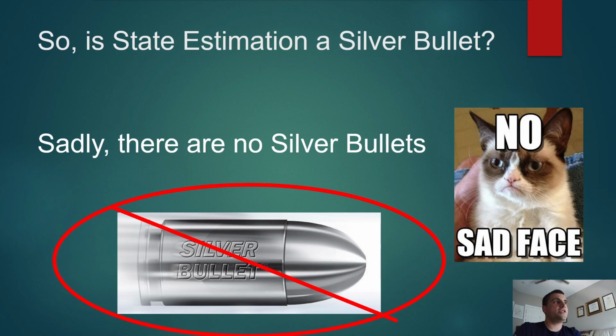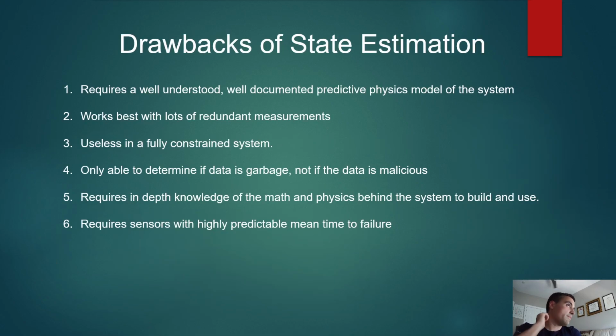So is state estimation a silver bullet? Of course not. We're all adults here. We know that there are no silver bullets. So it does have drawbacks. It requires a well-understood, documented physical model of the system, lots of redundant measurements, and you're only able to determine if the data is actually garbage. You're not actually able to determine if the data is malicious.